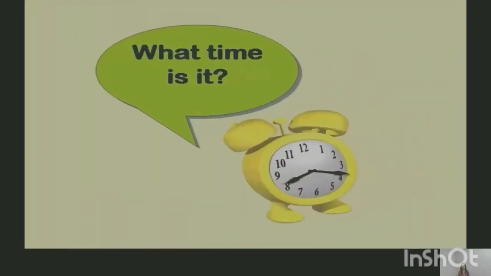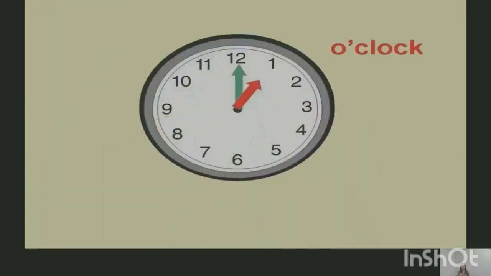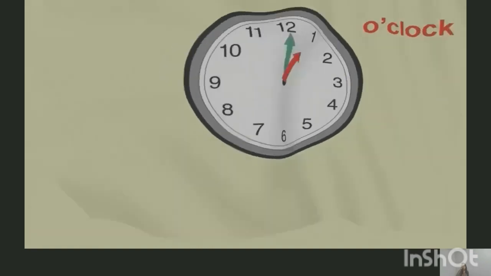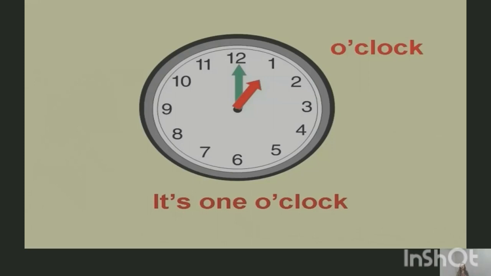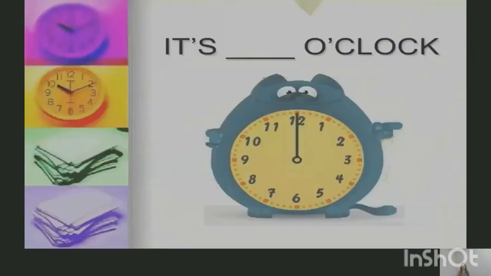Okay, some practice exercises for you. What time is it? Now, the small hand is at 1, the big hand is at 12. So what time is it on this clock? It is 1 o'clock. Now in this one, both the hands are pointing at 12, the small hand also, the big hand also. When both the hands are pointing at the same number 12, we read the time as 12 o'clock.